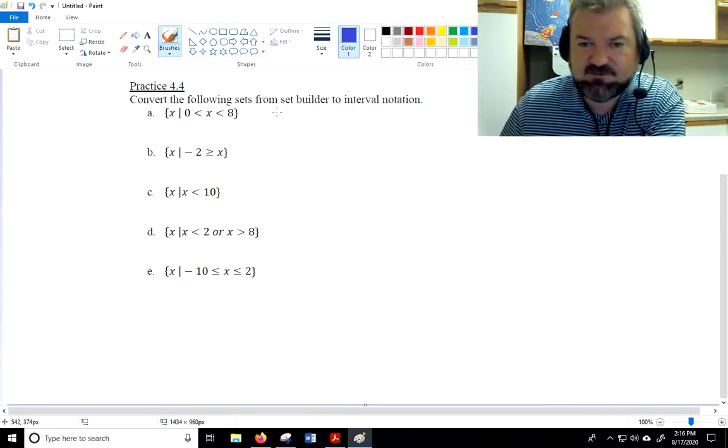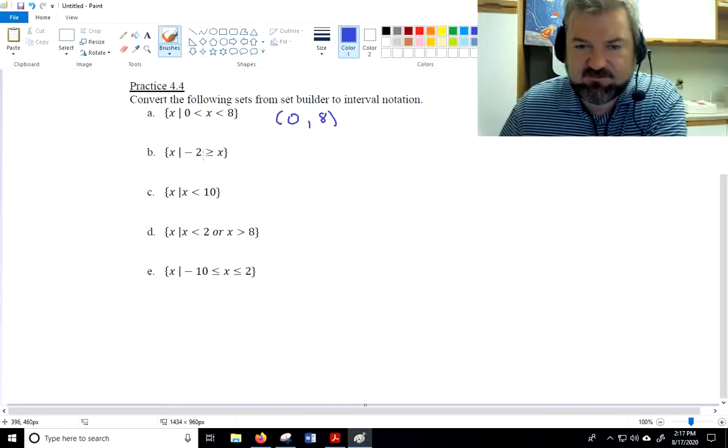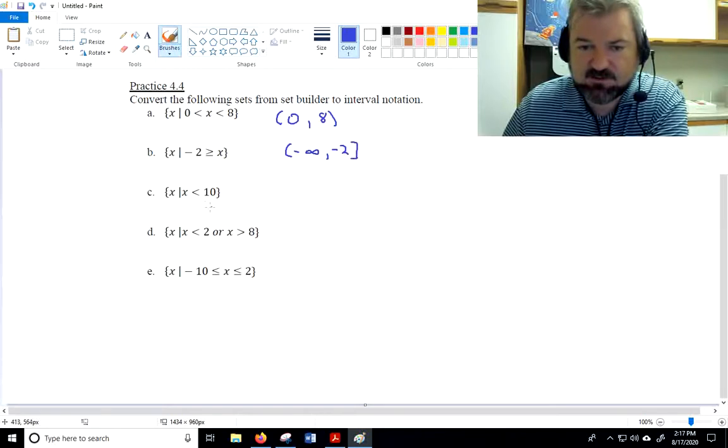So in interval notation, this is all values of x that are greater than 0 and less than 8, but not including, so it's 0 to 8. Here, this is the set of all x's where -2 is greater than or equal to x, so the x's are smaller than that. So it should be -infinity to -2 with a bracket. So be careful on that. Don't trust the order of these inequalities. You know, if you need to, flip it around.